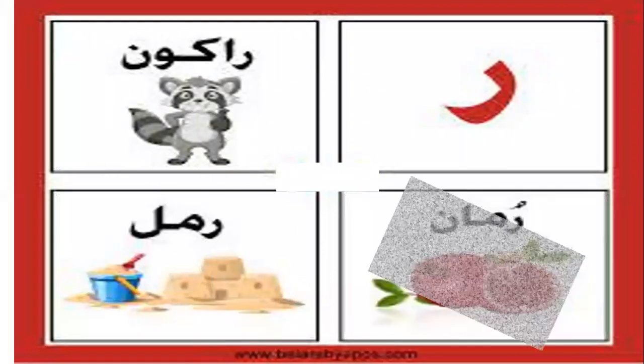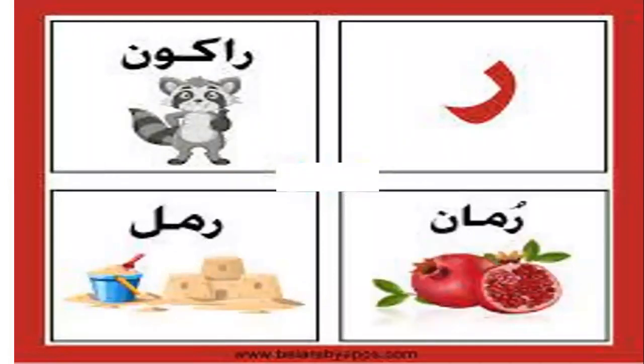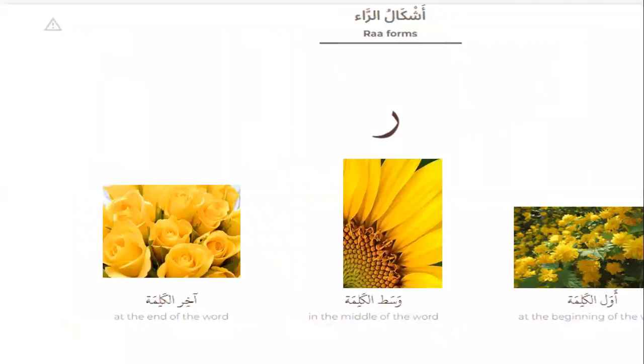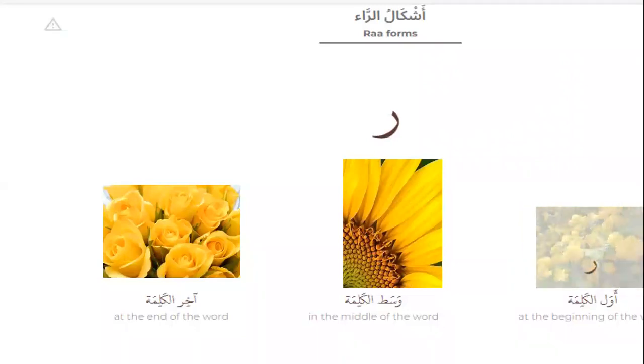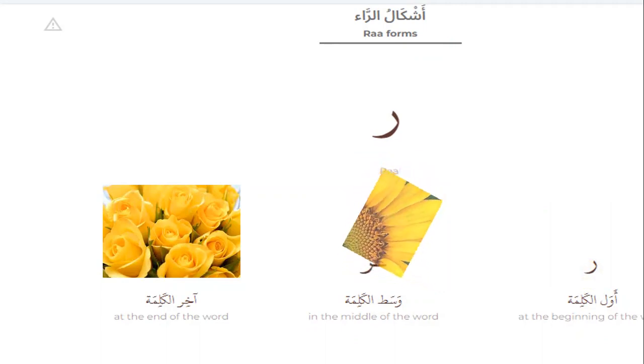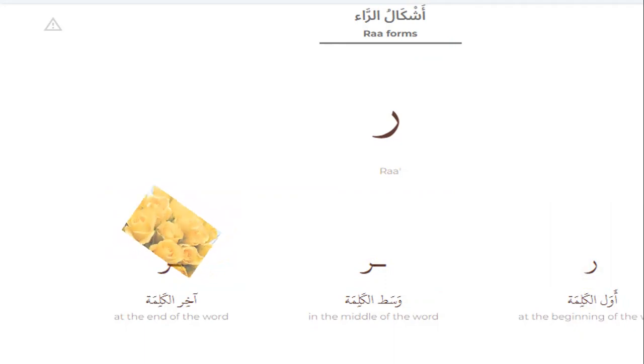Example, rakon. It's connected after ra is alif, no. Raml, rumman. Now let's learn together ra forms, ashkal ra. Ra in the beginning, it's like this, ra. Ra in the middle, it's like this. Ra at the end, like this.